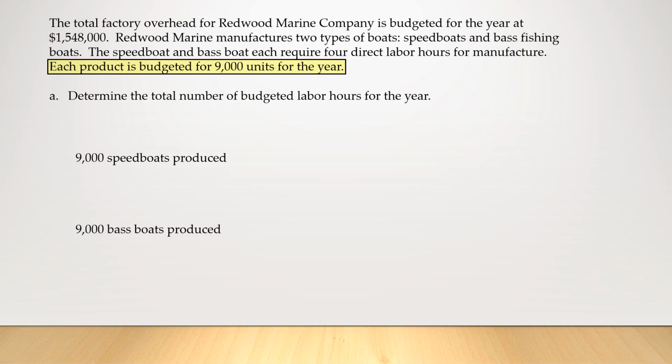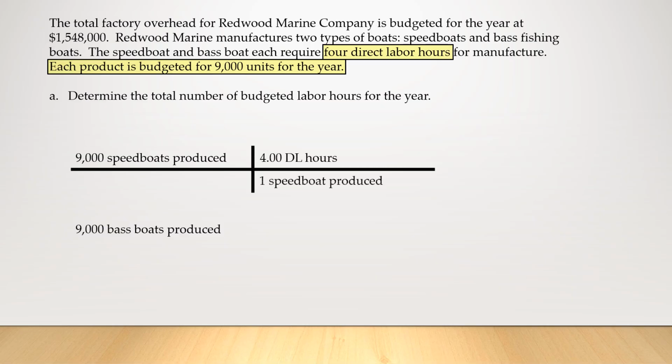Each individual boat requires 4 direct labor hours. So we'll multiply those 9,000 speedboats by 4 over 1. Total direct labor hours required for speedboat production is therefore 36,000 hours.